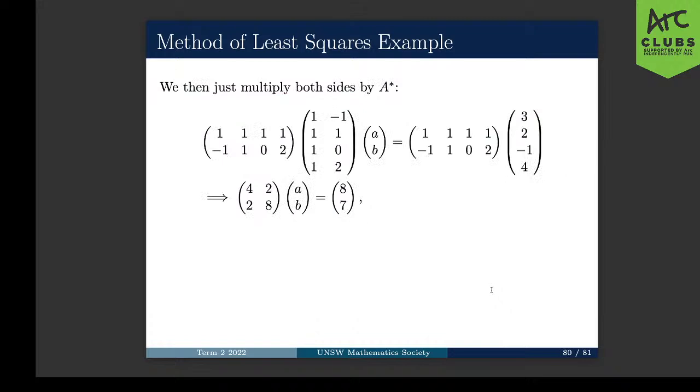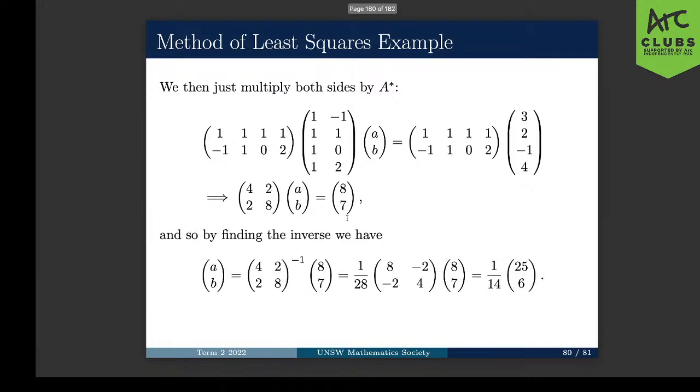All we need to do is multiply both sides by A star, the conjugate transpose. We only have real numbers here, so we just take the transpose of this, put it on the left, also multiply the right hand side by it, and we get this equation: 4 2 2 8 times (A, B) equals (8, 7). How do we solve that? You can either do row reduction, or just take the inverse of that 2 by 2 matrix, which is easy. So just multiply the inverse of that matrix on both sides.